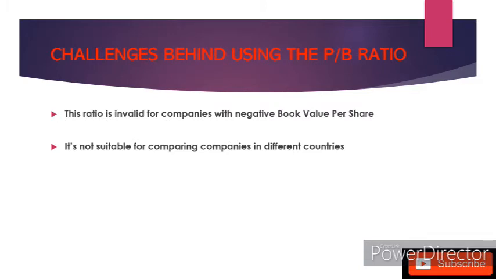Challenge number 1: this ratio is invalid for companies with a negative book value per share. This ratio works for book value per share with a positive value. However, this really isn't a problem for us, as good investments do not possess a negative book value, meaning liabilities greater than assets. If we do find a company with a negative book value or negative equity, we just ignore that company because we know it's a bad one from the start.